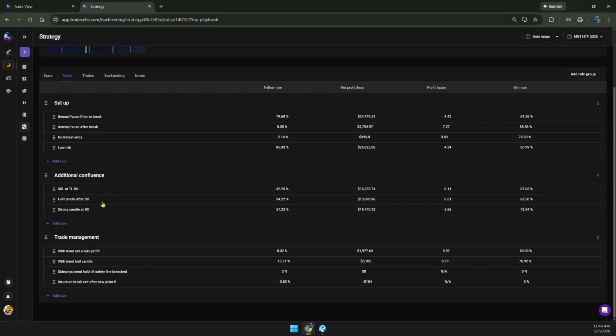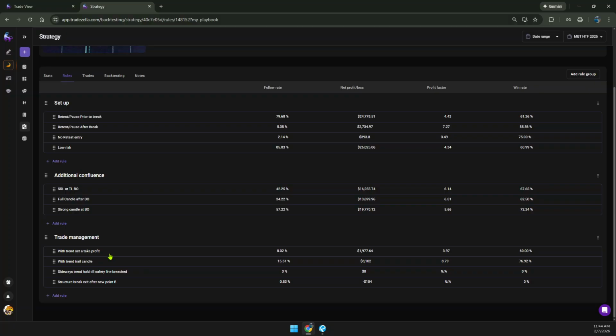I want to know, did I take it? Was there a full candle after the breakout? Was the candle a strong breakout? These are additional confluences. These could be tag items, but I like to have them in my playbook. Trade management: I am currently only working with a trend, and I set a take profit. I have added this take profit as a mandatory rule right now on my trading.